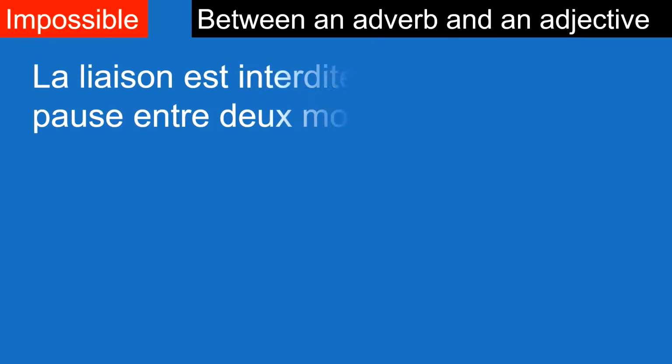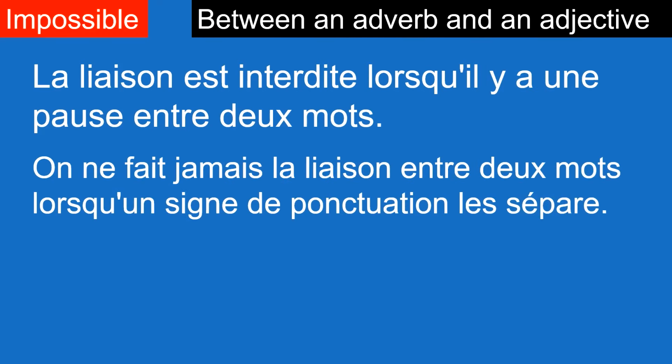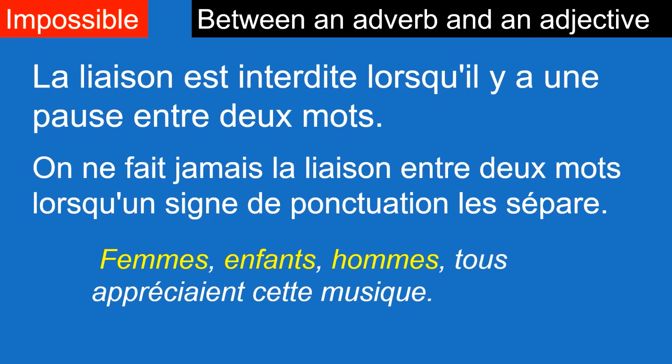Now that we have seen when it's required to do la liaison, we'll see when it's absolutely forbidden to do la liaison. You cannot link two words with la liaison if there is a pause between them. For example, here, you cannot say femmes, enfants, hommes. You have commas that separate these words, so you need to say femme, enfant, homme. Tous appréciez cette musique.